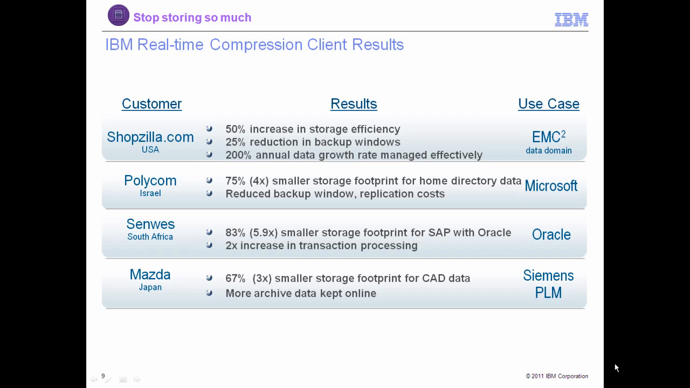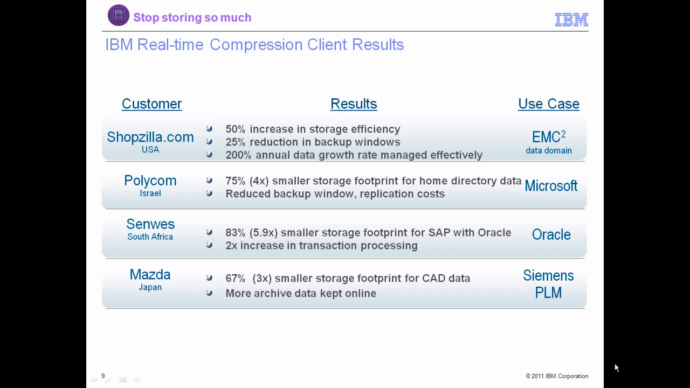What's interesting is they back up to deduplicated disk, the Data Domain device, and we'll talk about how the RTC technology, or real-time compression technology, works in a deduplication environment where other competitive technologies do not. Polycom in Israel was able to see a 75% or a 4x smaller storage footprint for their home directory data, as well as reduce their backup window and replication costs. Sendwise in South Africa was able to see an 83% smaller storage footprint for their Oracle and SAP environment.